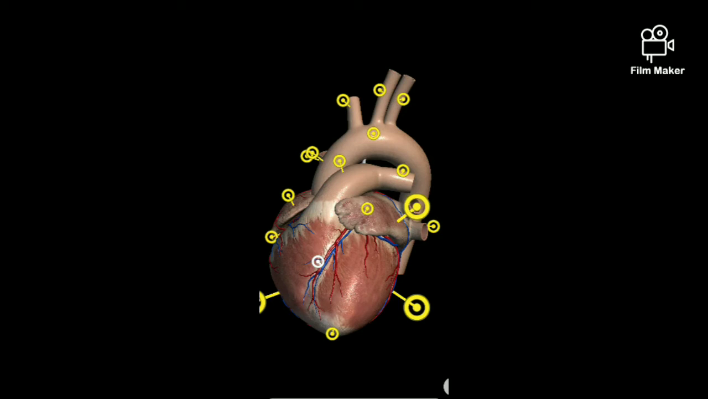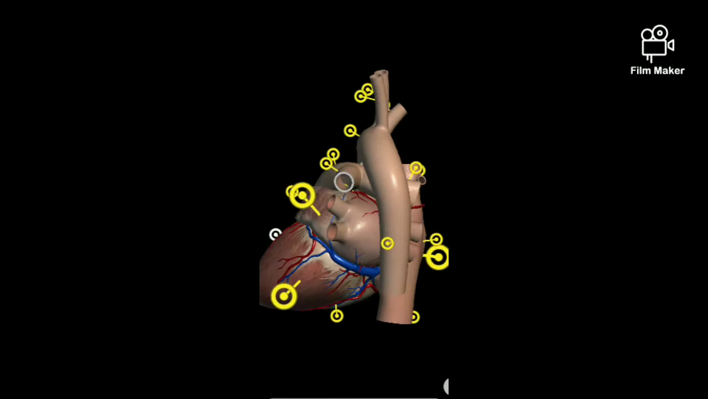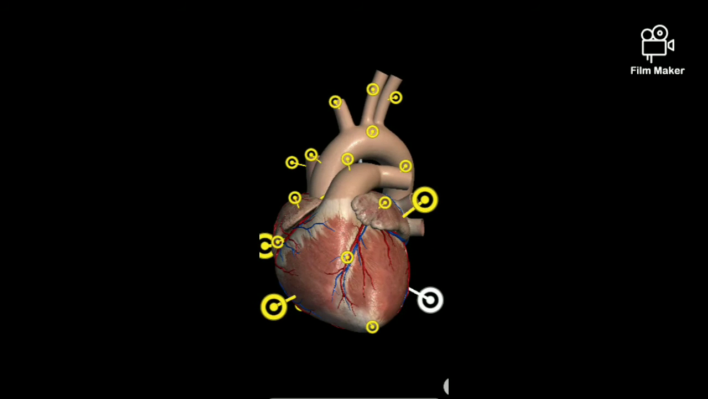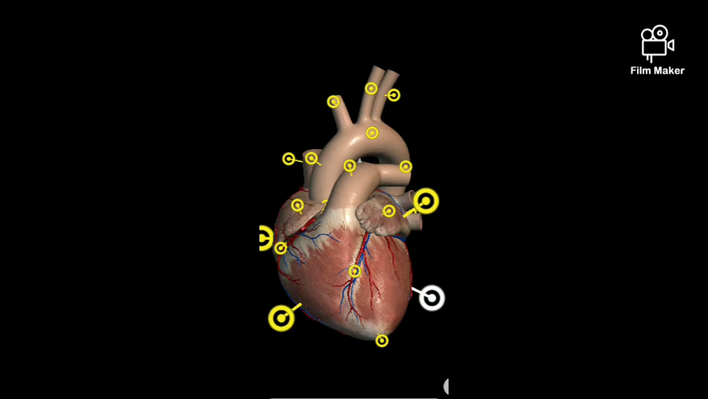Now we come to the left ventricle. The left ventricle receives oxygenated blood from the left atrium. This is the left ventricle, and it pumps blood into the aorta.